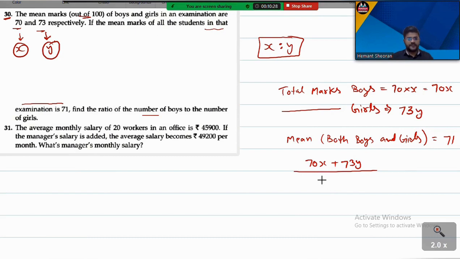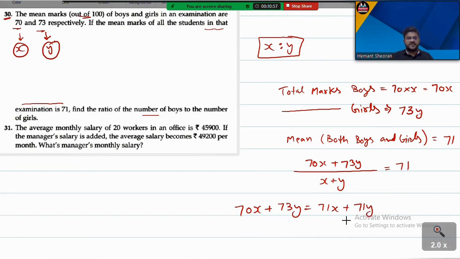Why the x plus y? Because the total number of boys and girls is x plus y. Yes or no? That is equal to 71. Is it clear? So the next step: 70x plus 73y will be equal to x plus y whole multiplied by 71. So 71x plus 71y, you got.